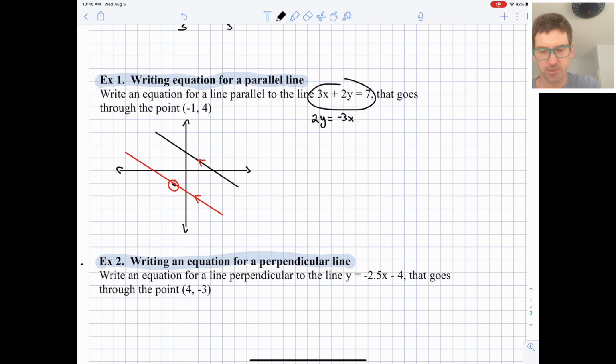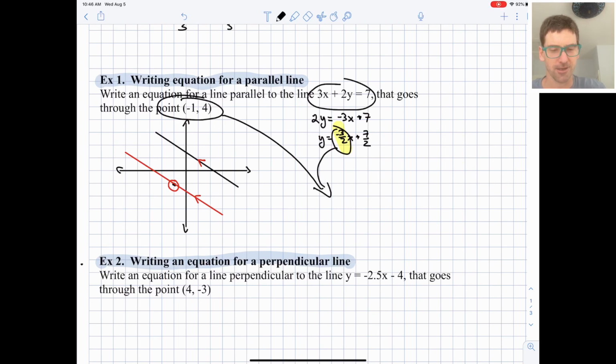Subtract 3x from both sides. Did I do that right? -3x plus 7, yep, equals 2y. And let's divide by 2. So again, all I care about is that, -3/2. So now we have a point and a slope. And we're going to put those two pieces of information together and come up with a line.